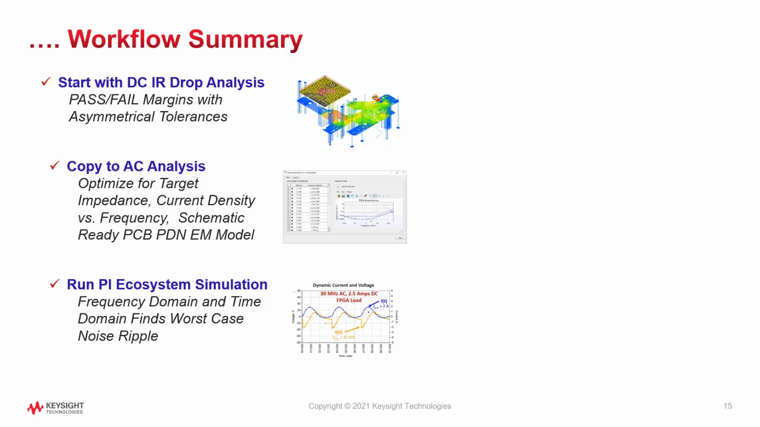The AC analysis then generates an EM model of the PCB PDN with all of the decoupling capacitors for use in the Step 3 PI ecosystem simulation. The PI ecosystem model with VRM plus PCB PDN plus packaged die can then be run in the frequency domain to find impedance peaks, and then the model can be excited in the time domain with switching loads that correspond to the impedance peaks to find worst-case power rail ripple.